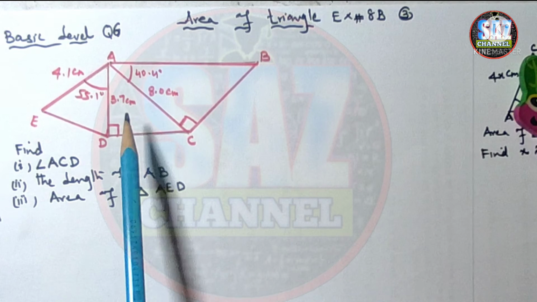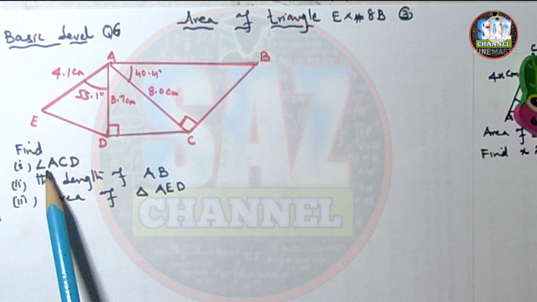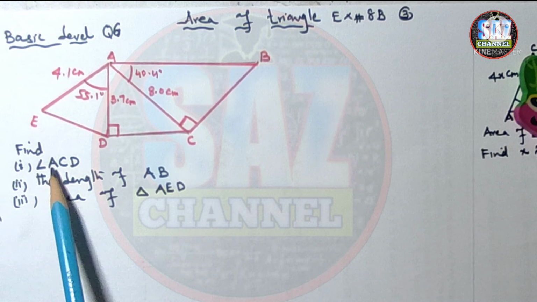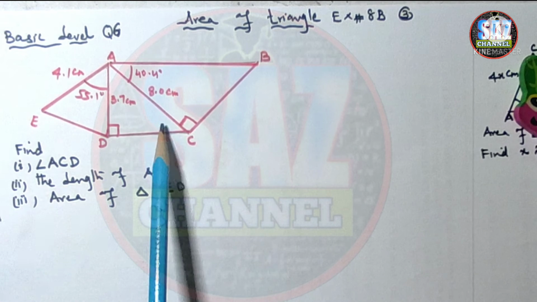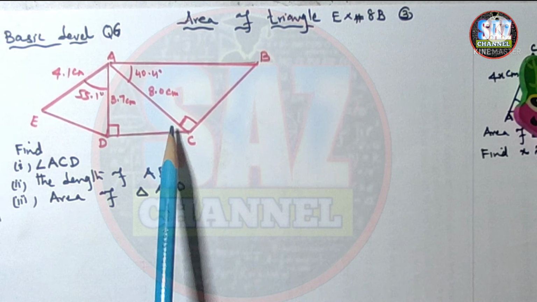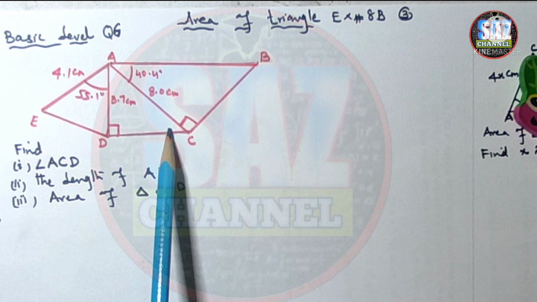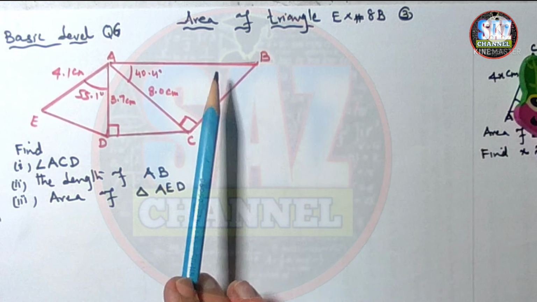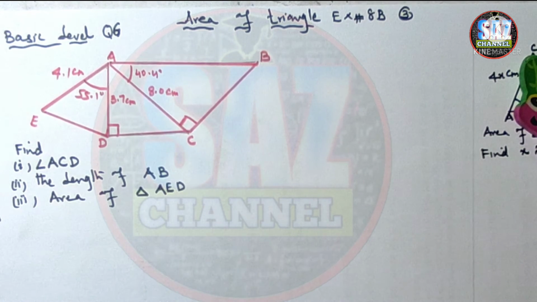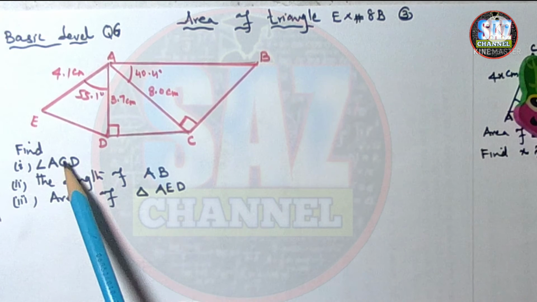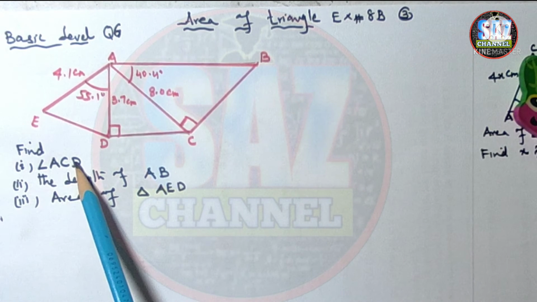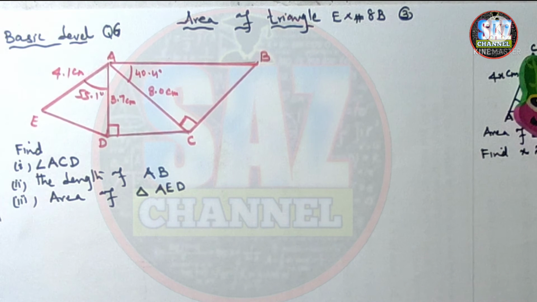And then there are three different requirements of the question. The first one is that we have to find angle ACD, like we have to find angle C. The second is the length AB, and the third is the area of triangle AED. The figure consists of three different triangles, so we have to be really clear that in order to find, suppose, angle C, which part of the diagram we have to take. So let's discuss each part one by one.